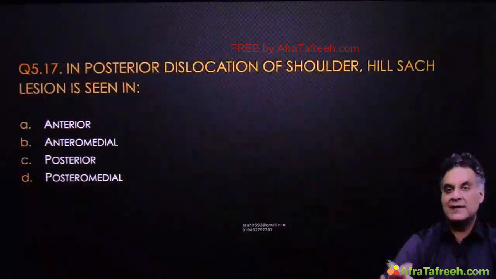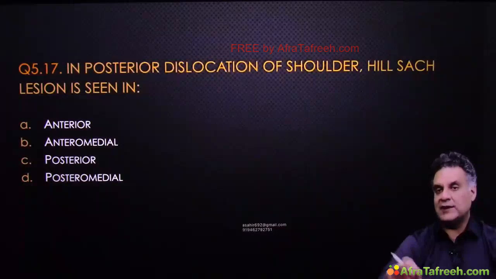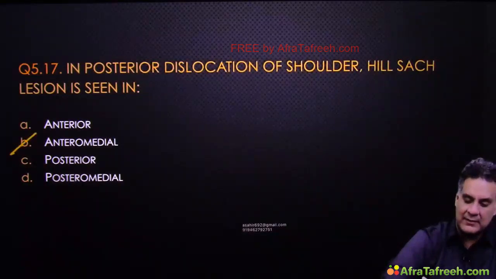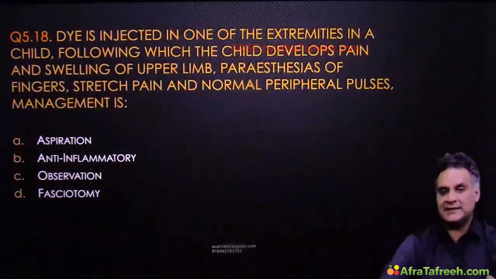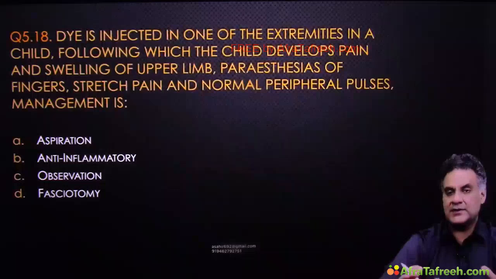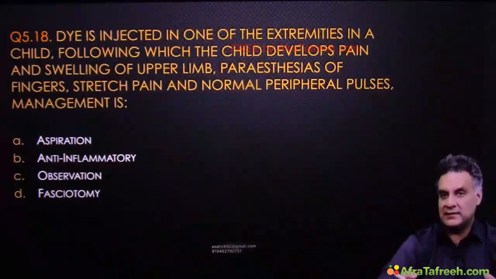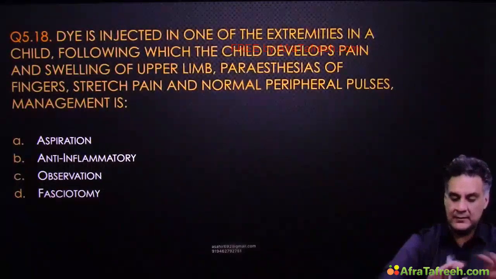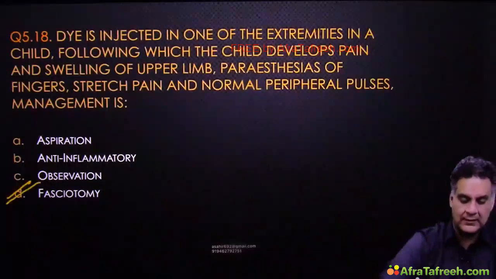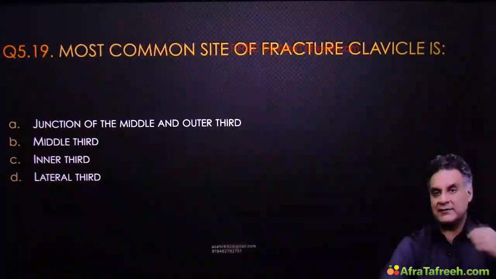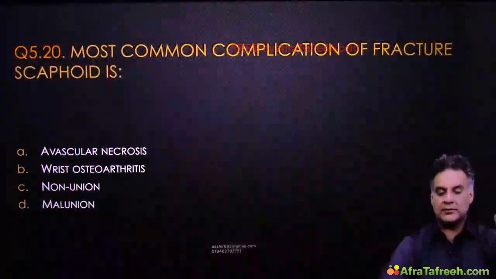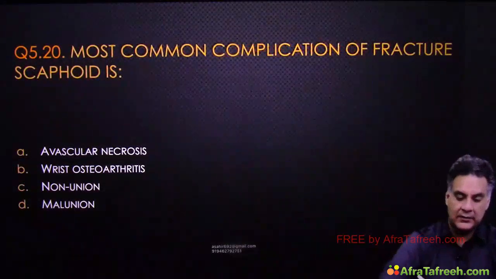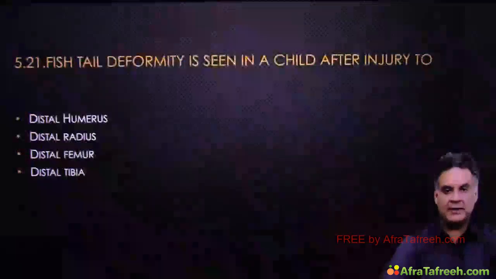Posterior dislocation shoulder, Hill-Sachs lesion is, although it should have been reverse Hill-Sachs, but since they have mentioned posterior dislocation, anteromedial part. Dye is injected in the extremities. Patient has a pain in the upper limb. Paresthesias. Stretch pain. Go for fasciotomy. Most common site of fracture clavicle, middle 1/3. Most common complication of fracture scaphoid, non-union. It's not AVN, remember that.